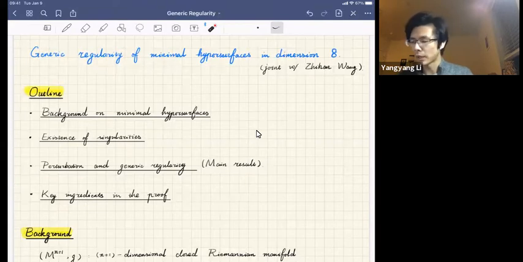Today, I would like to talk about generic regularity of minimal hypersurfaces in dimension 8. This is a joint work with Zhihang, who's also a graduate student at Princeton.